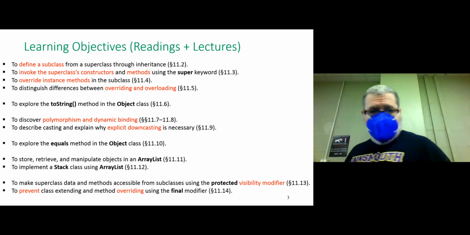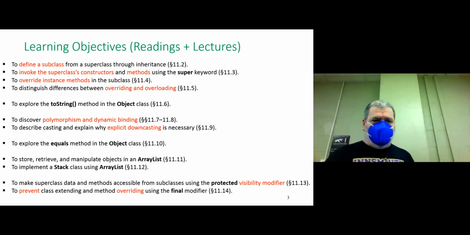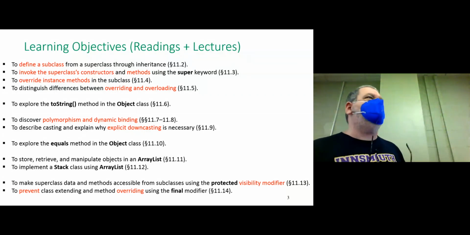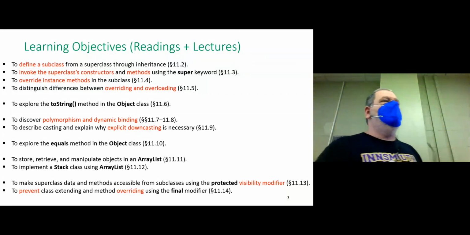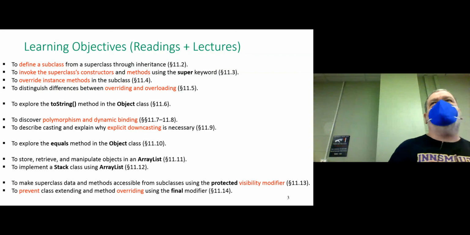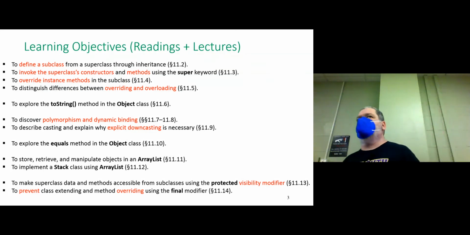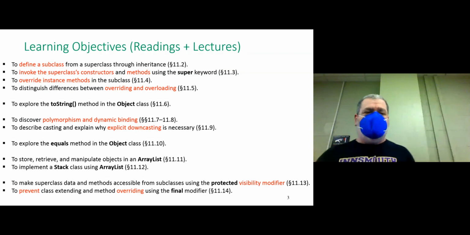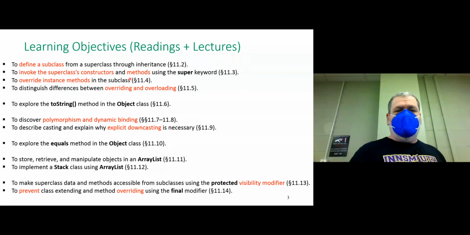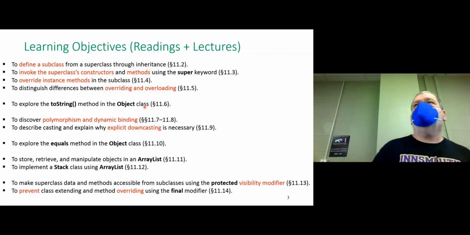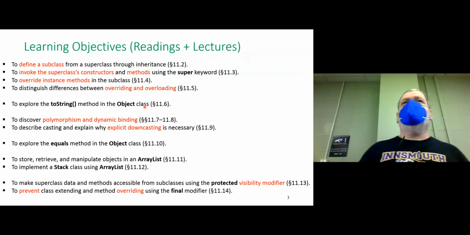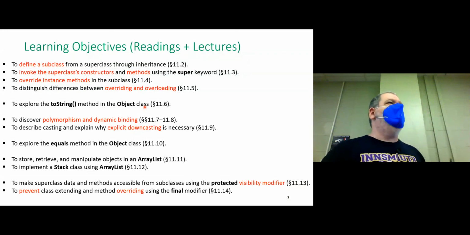So the module is mostly conceptual because the syntax is easy, but it introduces brand new notions from object-oriented programming principles. So we are going to talk a lot about inheritance. This is going to be our first blurb here. Then we're going to talk about the toString method, because the toString method is kind of a poster child to show you what you can do with inheritance.